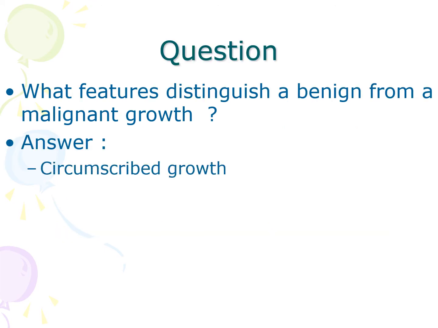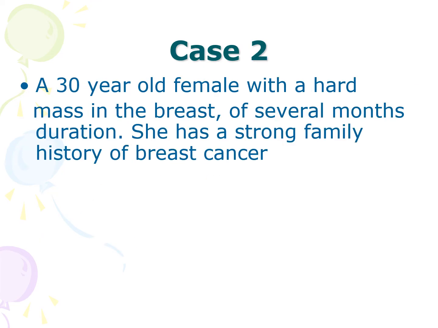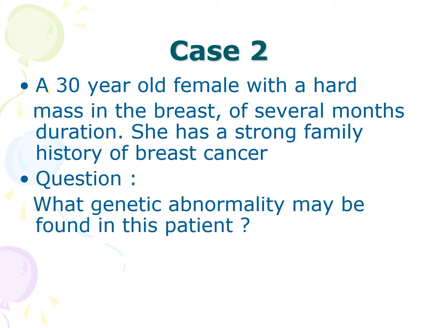Compared to the malignant growth, the benign growth is usually well circumscribed, slowly growing, well differentiated, and does not metastasize. Second case is a 30-year-old female with a hard breast mass of several months duration, and she has a strong family history of breast cancer. First question is what genetic abnormality may be found in this patient?